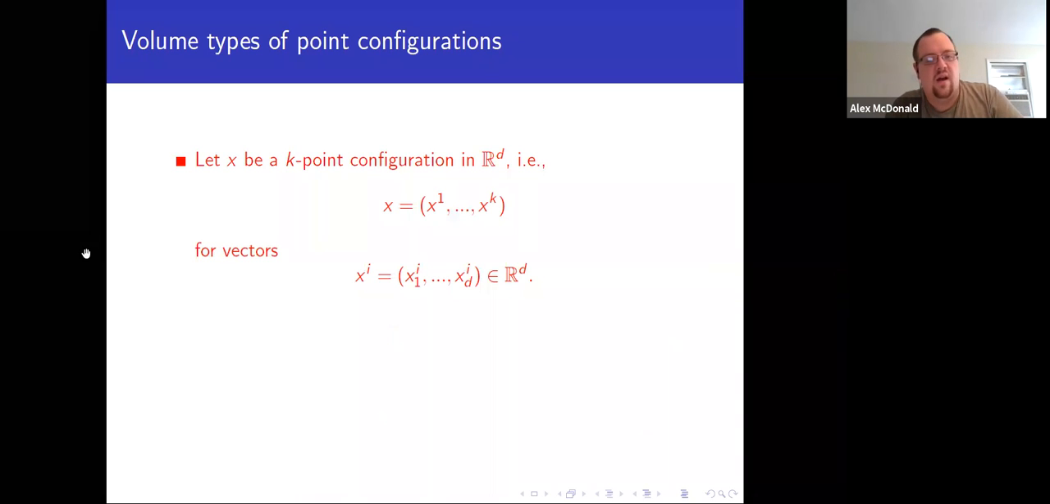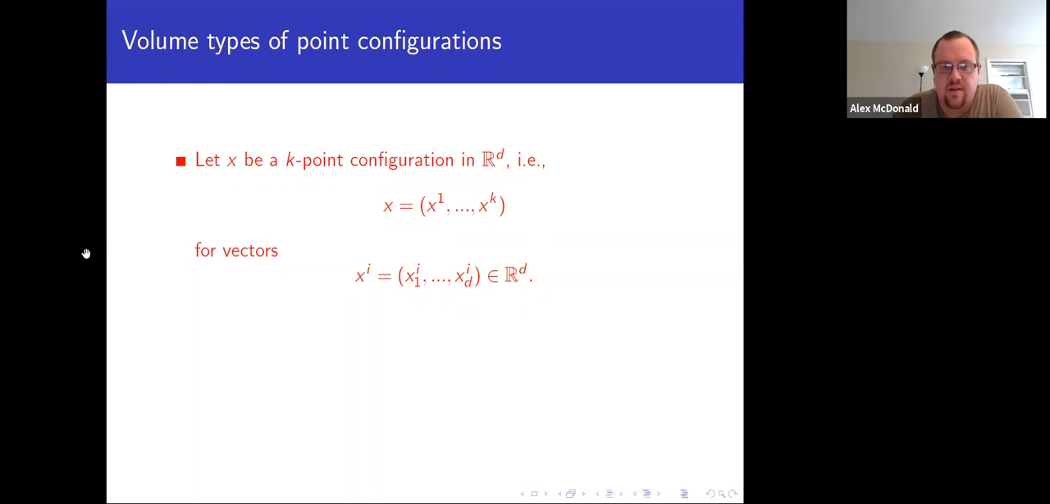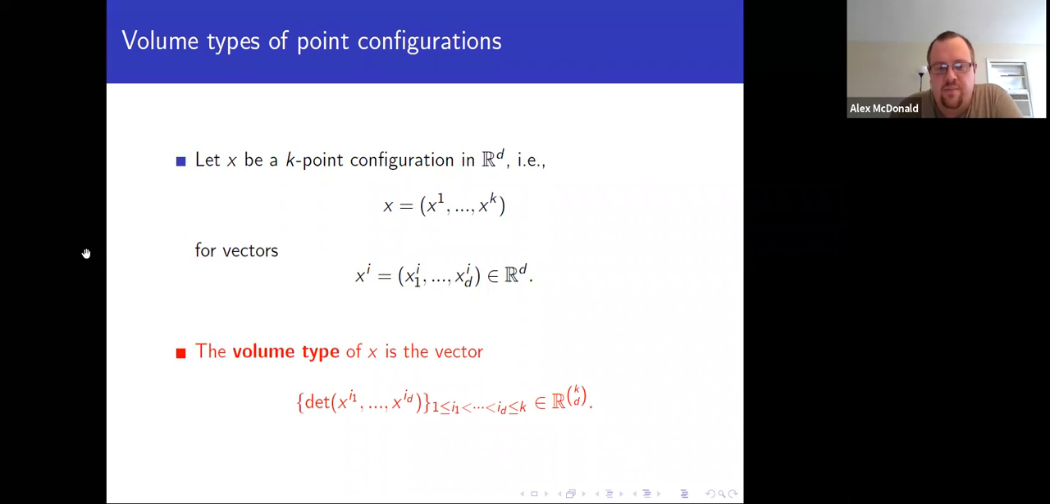Again, we have a K-point configuration in R^D, so we have K D-dimensional vectors. I'm going to define the volume type of X to be this vector. It looks a little messy, but it's not too bad. You have K points, and for every way that you can choose D of those points, you determine one volume. So this volume type vector simply encodes all of the K choose D volumes, the same way that we can encode congruence classes by the appropriate number of distances.